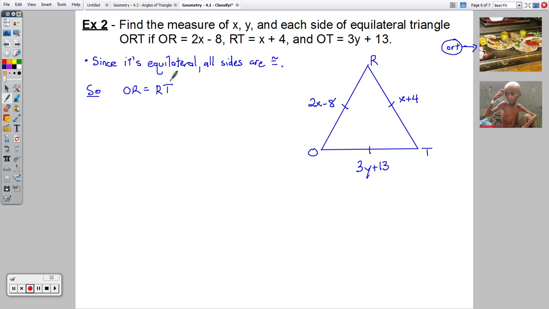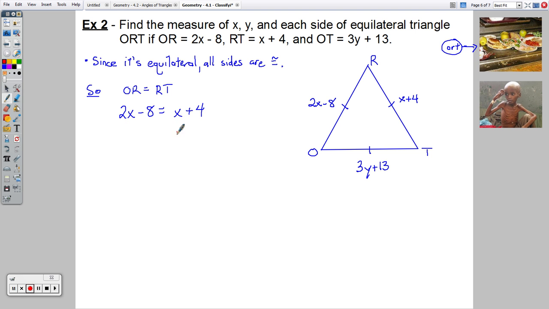I'm going to start there because I noticed both of those have an x in them. If I started with OR and OT, or RT and OT, then I would have two variables with one equation. I don't like that. I want just one variable. So I want to say that 2x minus 8 equals x plus 4. The distance from O to R is the same as the distance from R to T if it's equilateral.